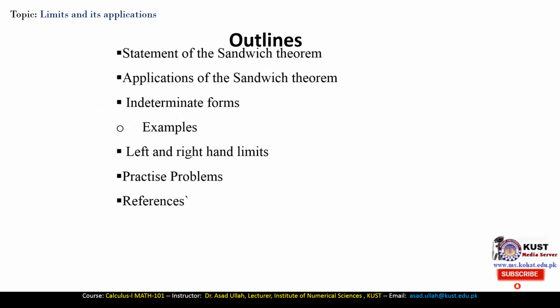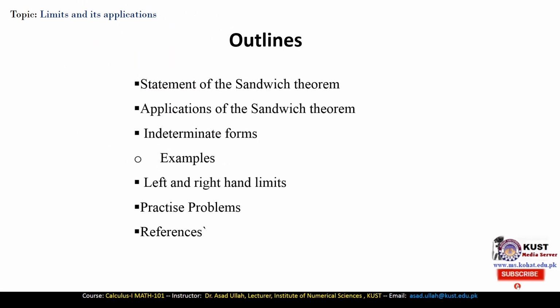In outline, in this lecture, we will try to discuss the following points. Number 1, statement of the sandwich theorem. We will discuss the statement of the sandwich theorem without going to its proof. Number 2, applications of the sandwich theorem. Number 3, indeterminate forms. We will discuss two types of indeterminate forms in this lecture, that is 0 by 0 form and infinity by infinity form. We will provide some examples and explain indeterminate forms by using the limits.